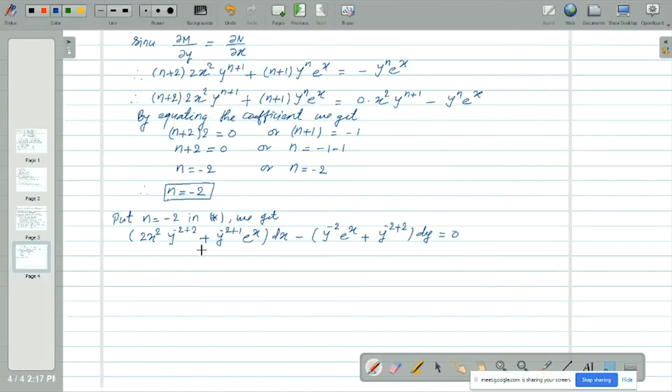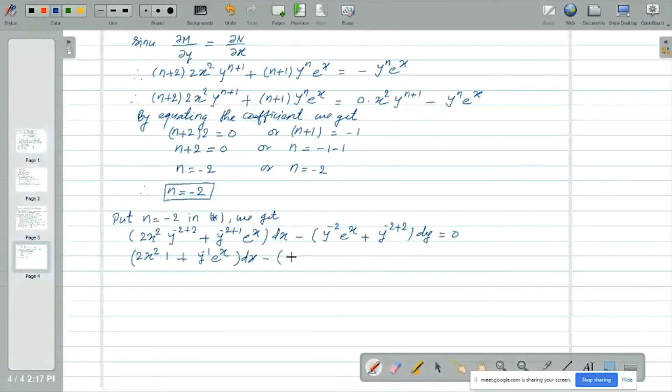Okay, so just simplify this. You will get 2x square, see here, y raised to 0. Okay, y raised to 0 is 1, so we need not write it. Just write down 1. And plus this becomes y raised to minus 1 e raised to x dx, and minus this becomes what?